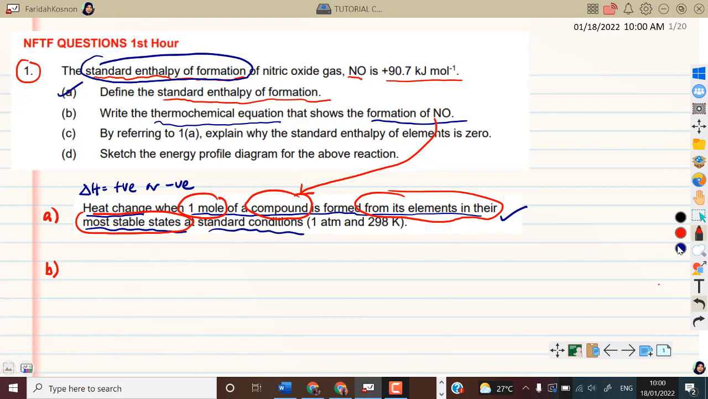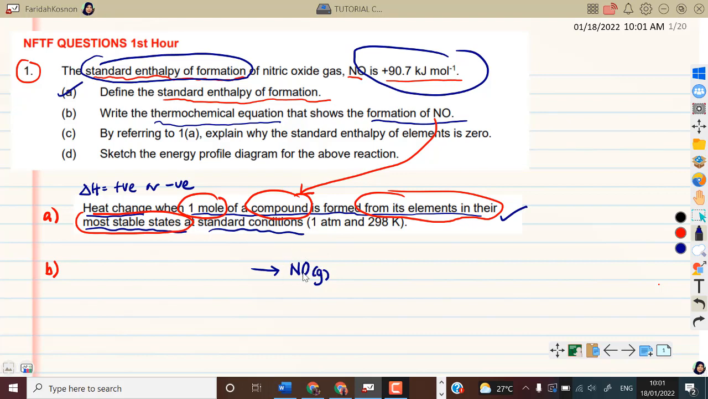Suppose the thermochemical equation for nitric oxide, saya start dulu dengan kita nak form apa. We are going to form nitric oxide gas, NO, and the phase is gas. Mesti ada NO dan juga fasa. Sekarang ni kita nak tunjuk formation of one mole NO. Kenapa one mole? Sebab kita bercakap pasal standard enthalpy of formation, diberikan dalam data ni. Jadi one mole of nitric oxide tu mesti one mole.